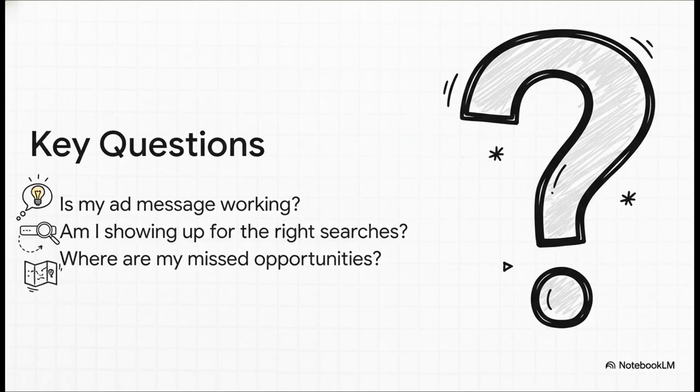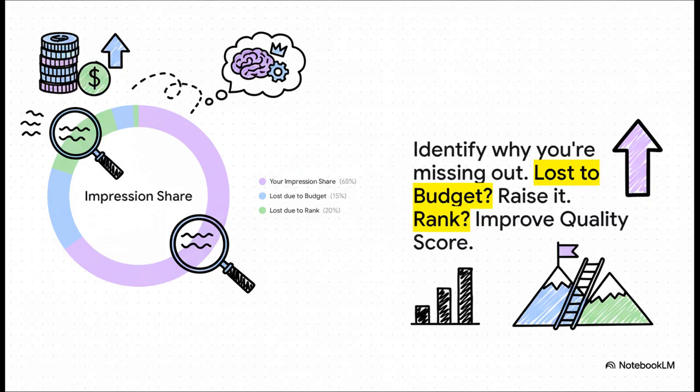Optimization really starts by just asking the right questions. Is my ad copy actually compelling people to click? Are my ads showing up for searches that are actually relevant to my business? And maybe most importantly, where could I be getting even more traffic and more conversions? A great place to start looking for those missed opportunities is the Impression Share Report. This metric tells you what percentage of potential ad views you actually captured.